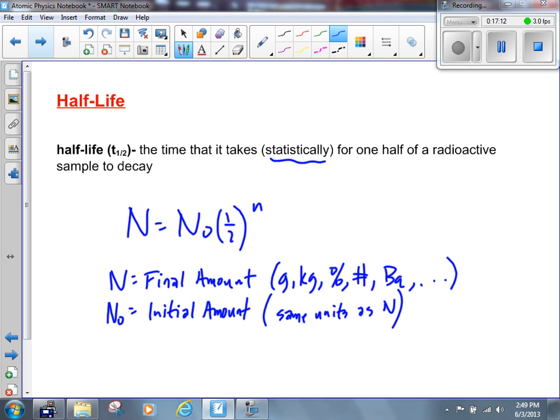Now, what does little n stand for? You math whizzes, you. Somebody in my last class said, oh, it's the half-life. Is that right? No, little n is not a half-life. Somebody else said, oh, it's the amount of time that's gone by. Is that right? No. Little n stands for what? The number of half-lives that have elapsed.